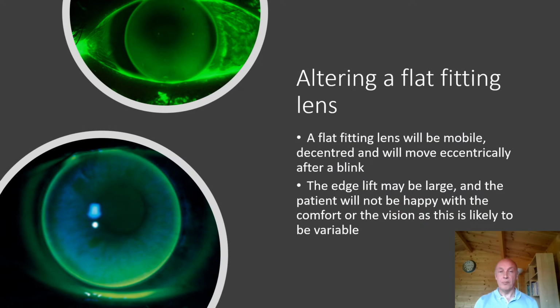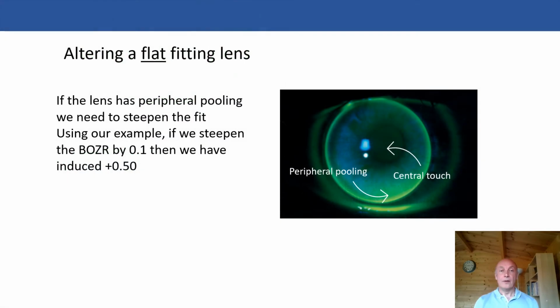We now look at the opposite and we have a flat fitting lens. Now a flat fitting lens will be mobile, won't center properly, may well drop down eccentrically. The edge lift may be large, the patient may not be particularly comfortable, and the vision may well be variable. So with a flat fitting lens, we need to steepen the back optic zone radius.